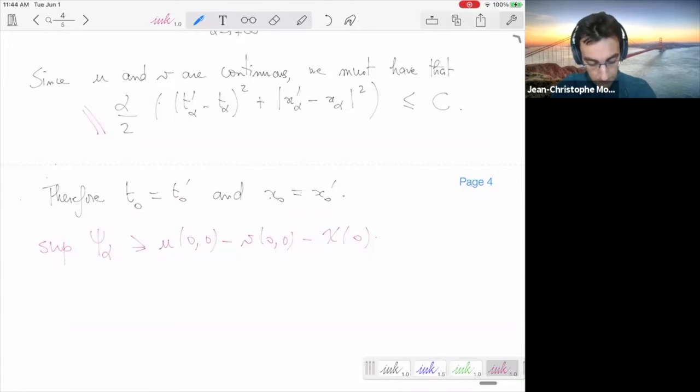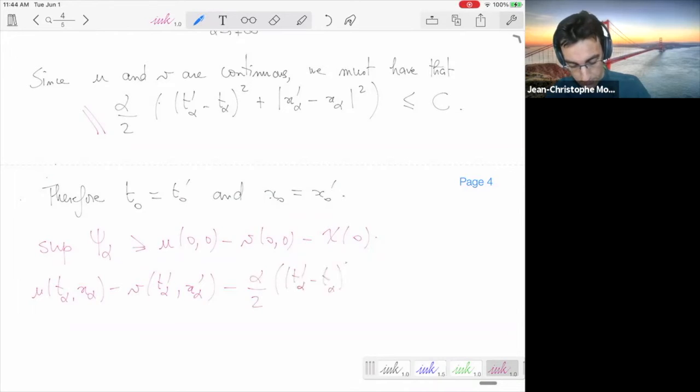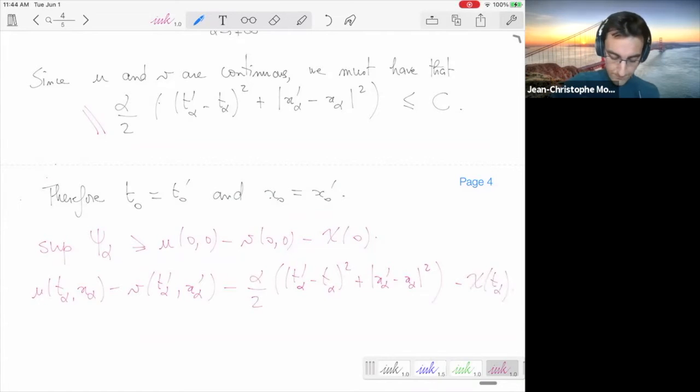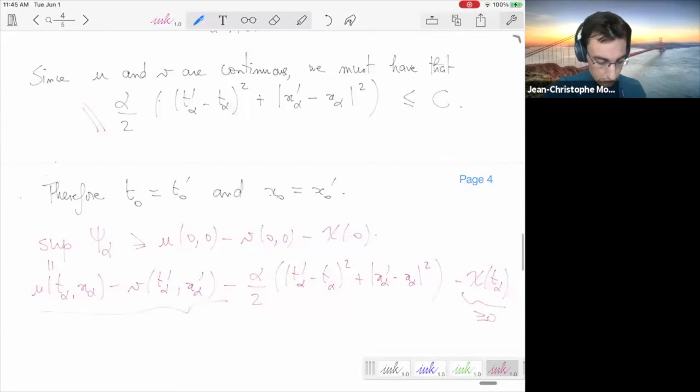And this sup of psi alpha is by definition U of T alpha X alpha minus V of T alpha prime X alpha prime minus alpha over 2 times T prime alpha minus T alpha squared plus X alpha prime minus X alpha squared, minus chi of T alpha. So if you reorganize this inequality, this is non-negative, so we don't need to worry about it. And this will work out, because this U minus V guy remains bounded also.